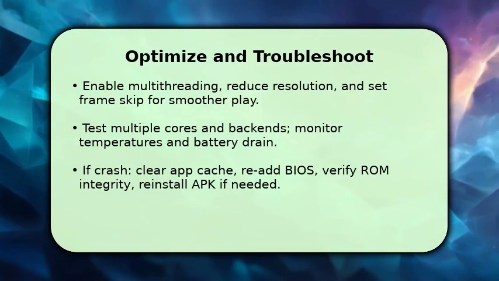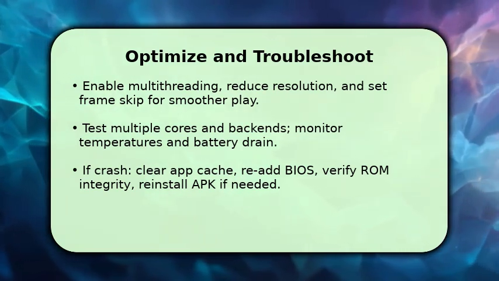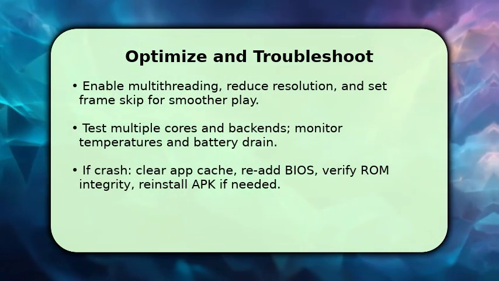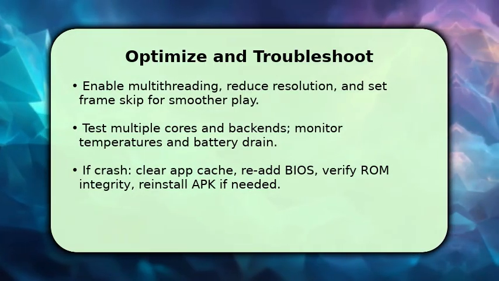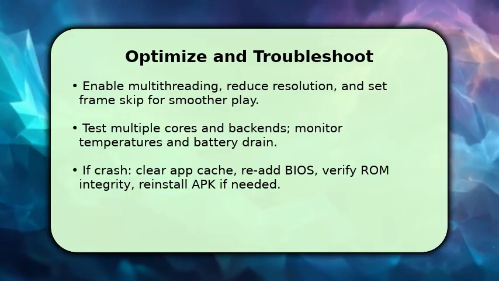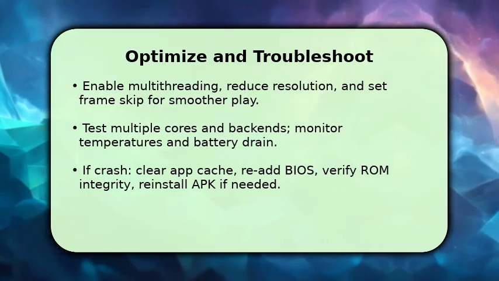Enable multi-threading and lower rendering resolution to improve FPS on weaker hardware, and use frame skip if necessary for consistency. Once done, test different CPU core limits and rendering backends to find the best balance. Make sure to monitor device temperature and battery because emulation is demanding.